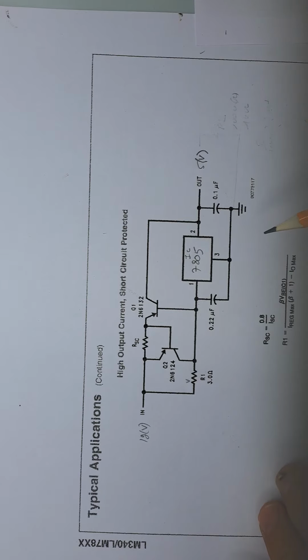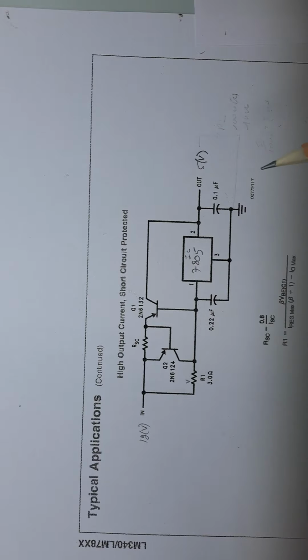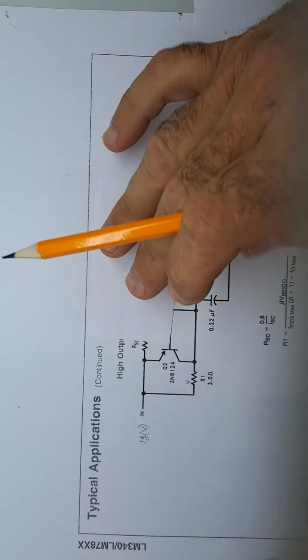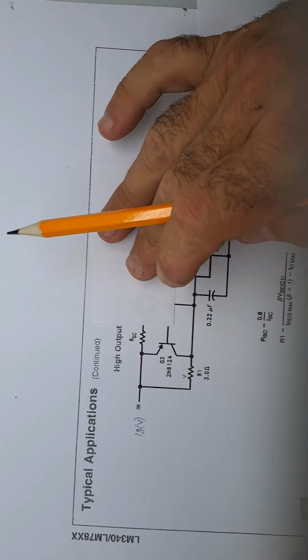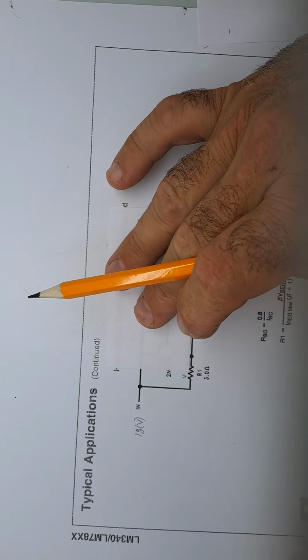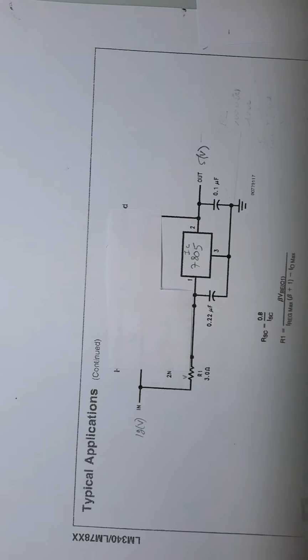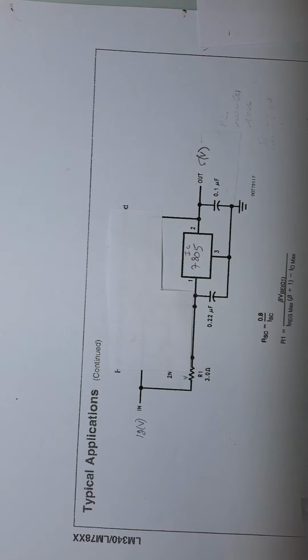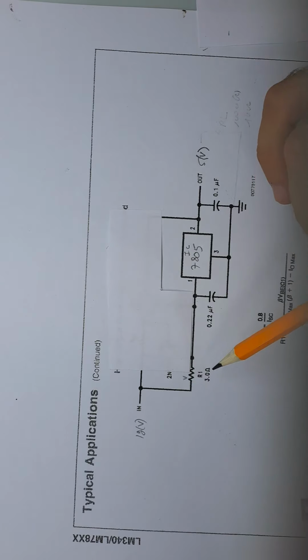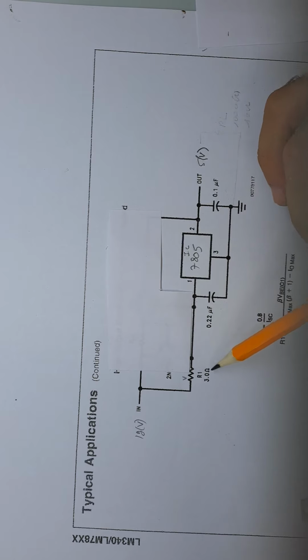Now, let's say the output is floating, there is no load. In this situation, this transistor is not conducting, also this transistor is not working. So we have 12 volt in, some voltage drop over this transistor, this resistor, and the output is 5 volt.